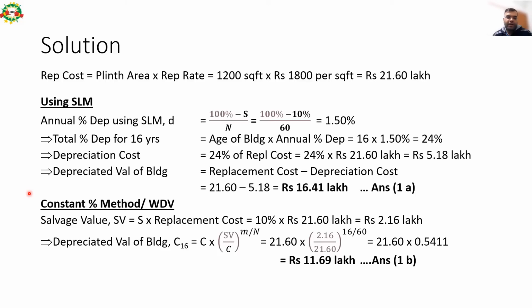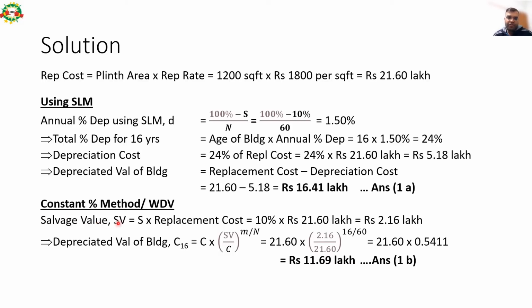If we calculate the same value using WDV or constant percentage method, then salvage value we have to calculate first. So salvage value in absolute terms is 10% of the replacement cost. 10% is the percentage salvage, which is given in the question, and replacement cost was calculated above. So 10% of 21.60 lakhs is equal to 2.16 lakhs. This is the salvage value which we are going to get after 60 years of life.